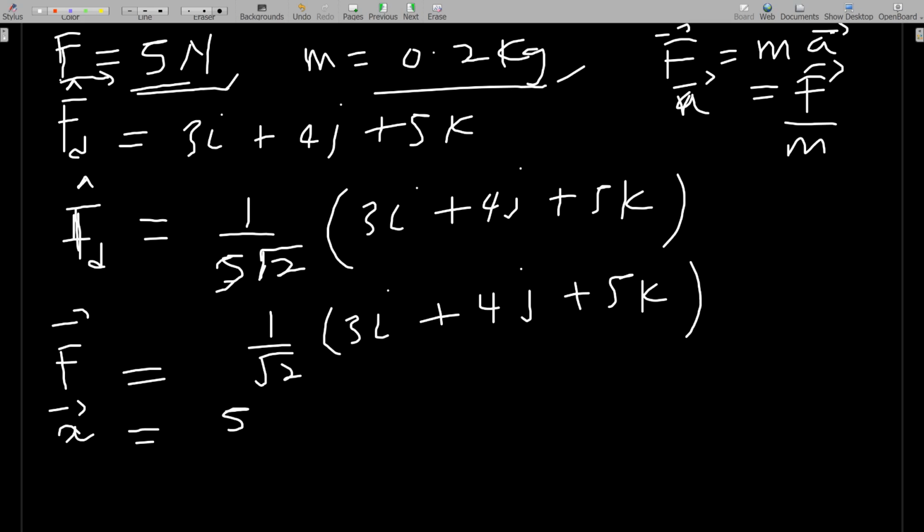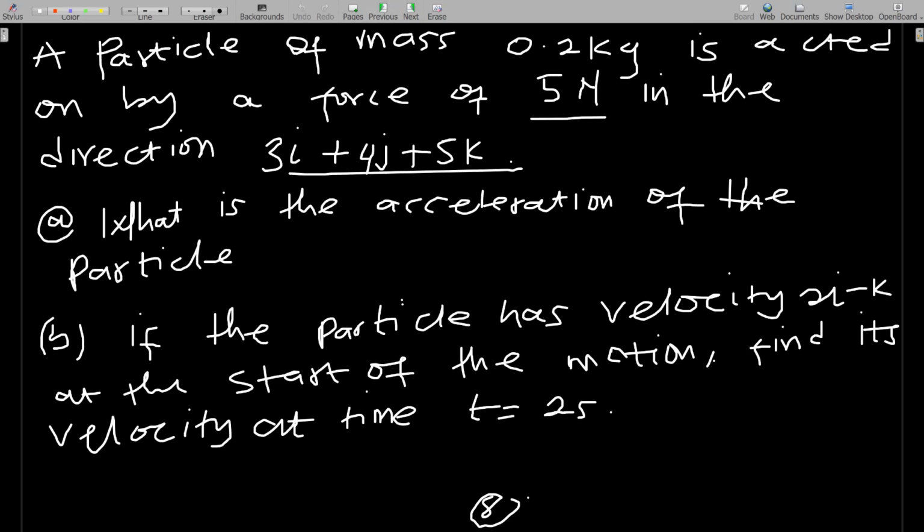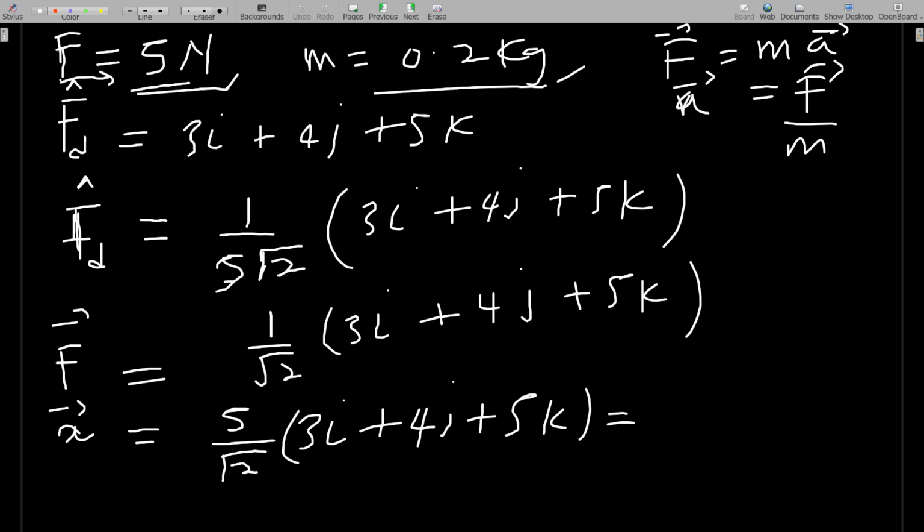So 5 times this will become 5 root 2. I mean, just pick your calculator, divide every term by this, and in effect you get what I'm going to write here. You get your acceleration to be like this. So the question asked what is the acceleration. So this is the acceleration, very simple, like this. You can go ahead and simplify if you want to.